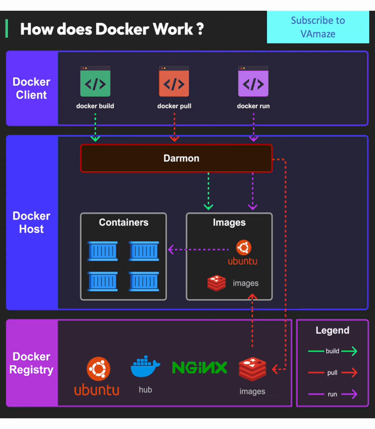Layer 1. Docker Client, your gateway to containerization. The Docker Client is your primary interface for interacting with Docker. It's where you execute commands that orchestrate the entire containerization process. The three essential commands.